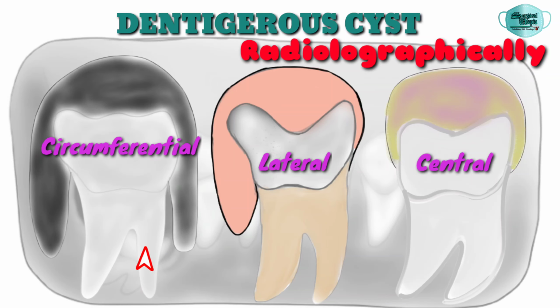The third variant is the circumferential variant. In this, the cyst surrounds the crown and extends for some distance along the root surface so that a significant portion of the root appears to lie within the cyst, as if the tooth was erupting through the center of the cyst.